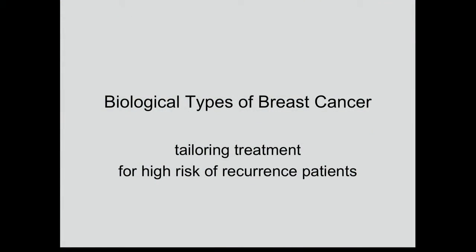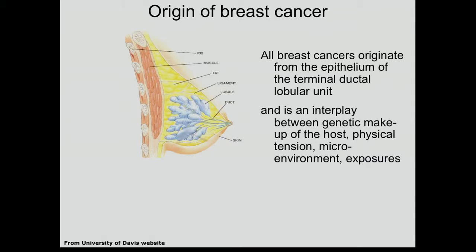Just a very brief introduction: the biological types of breast cancer, of course, help us to tailor treatment. And we are particularly interested in those breast cancer patients that have a high risk of recurrence. And maybe related to the first speaker, I think the more you can zoom in to very specific types of a cancer type, the better all of your signatures will perform, because not everything is the same.